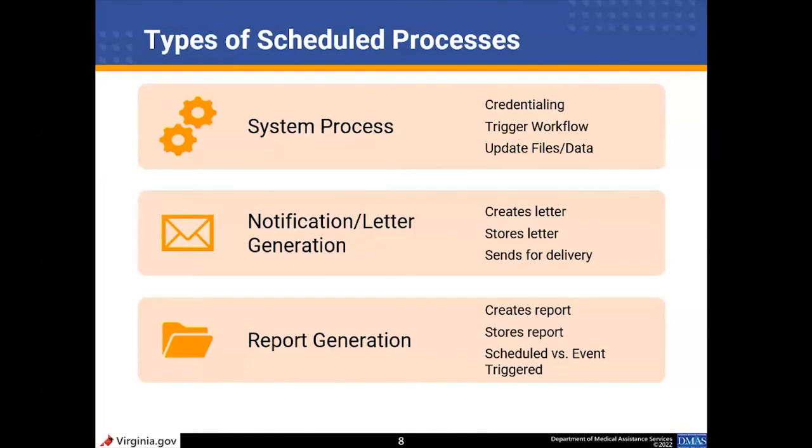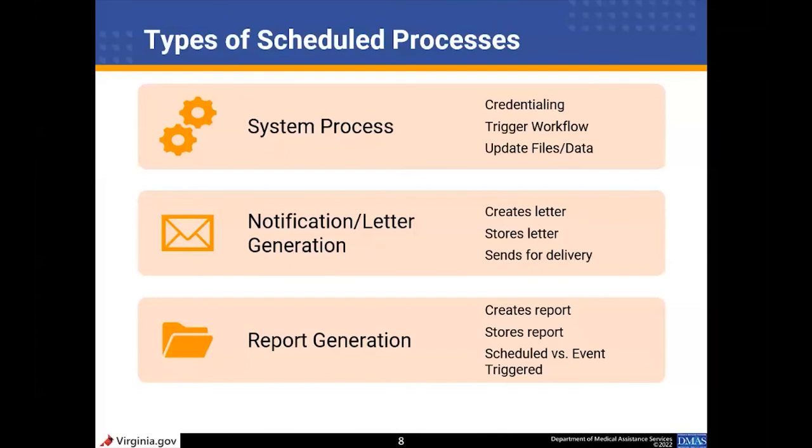Some scheduled processes are used to generate notifications to providers and stakeholders. Letter generation includes the creation, storage, and delivery, which would be mail or email based on the particular trigger. For example, when a provider enrollment is approved, a welcome letter is generated, mailed to the provider, and stored in the project repository.